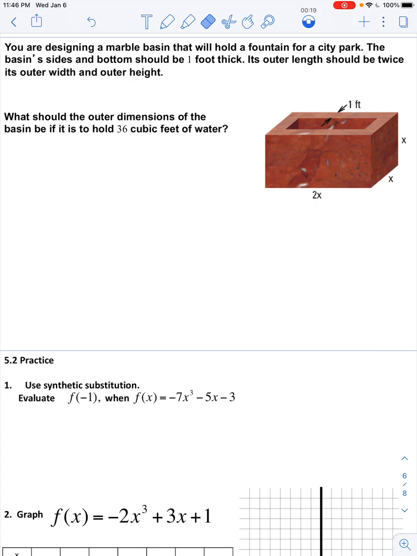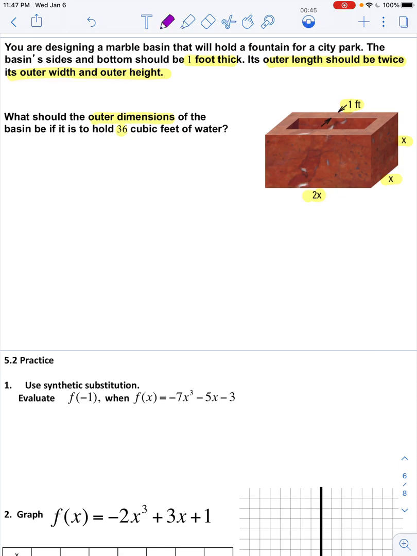You're designing a marble basin that will hold a fountain for a city park. The basin's sides and bottoms should be 1 foot thick. That's what this is indicating. The outer length should be twice its outer width and outer height. That's what this is indicating. Alrighty, what should the outer dimensions of the basin be if it's supposed to hold 36 cubic feet of water?